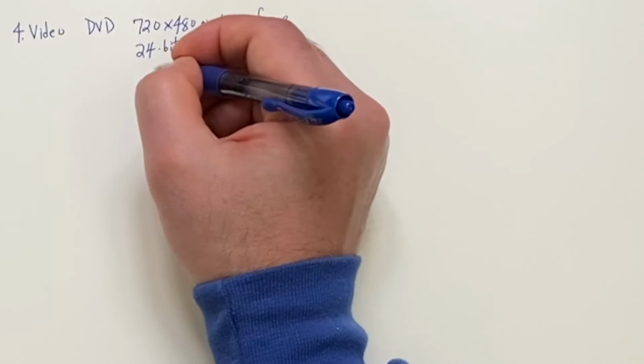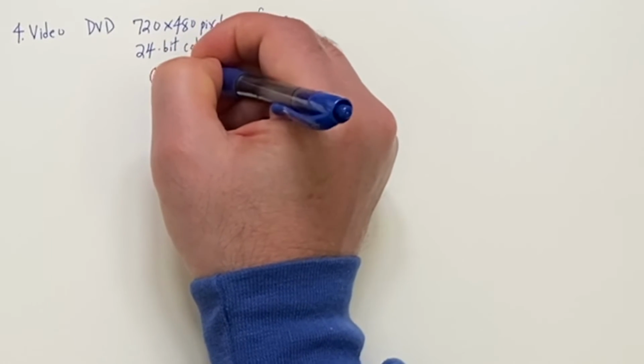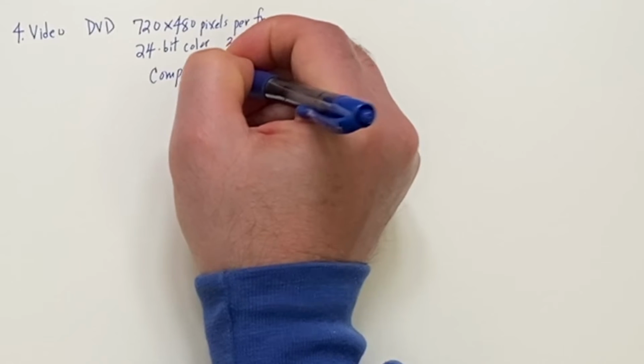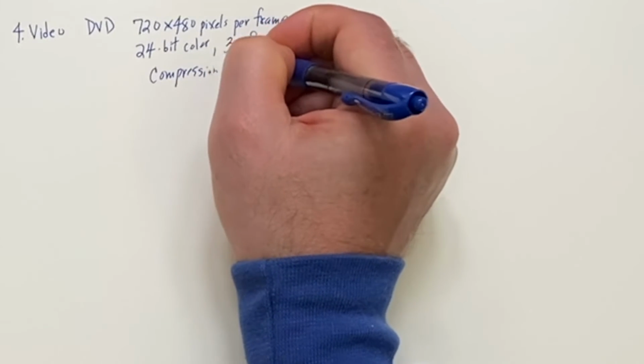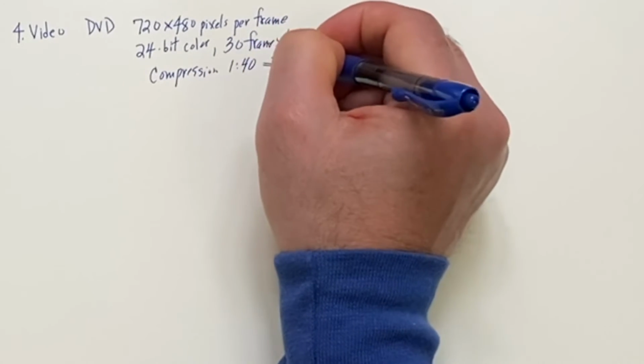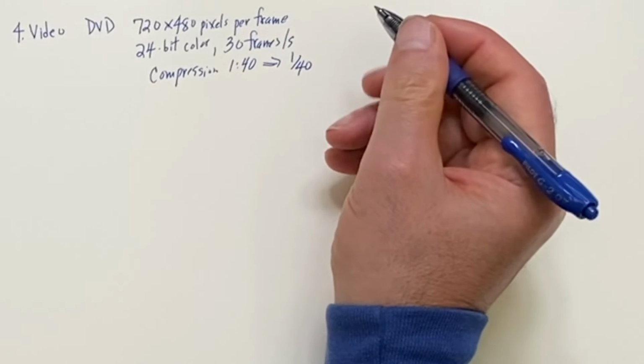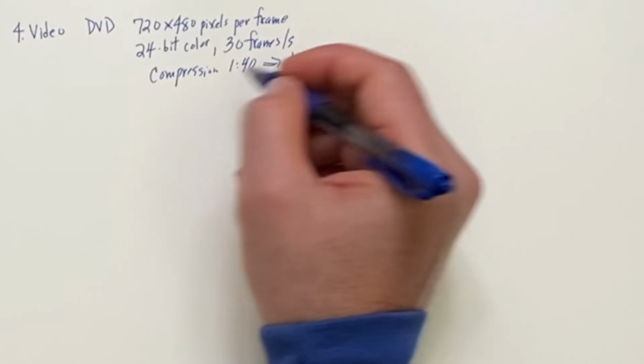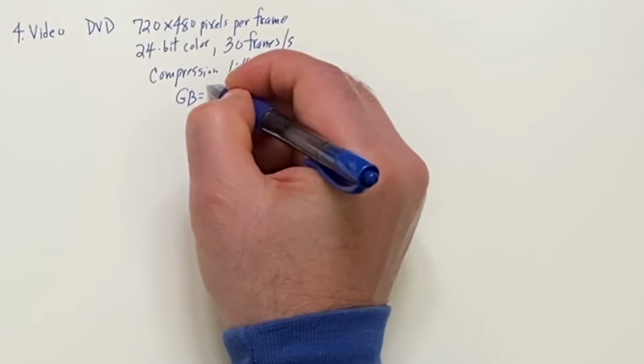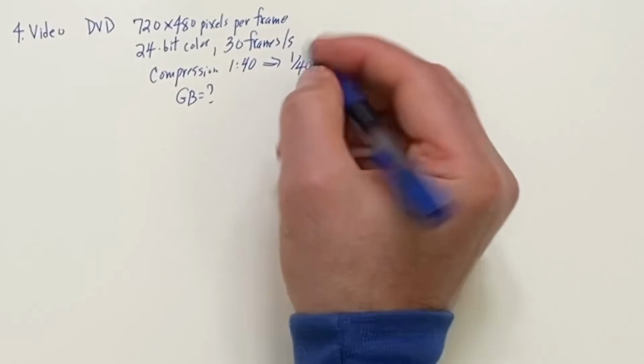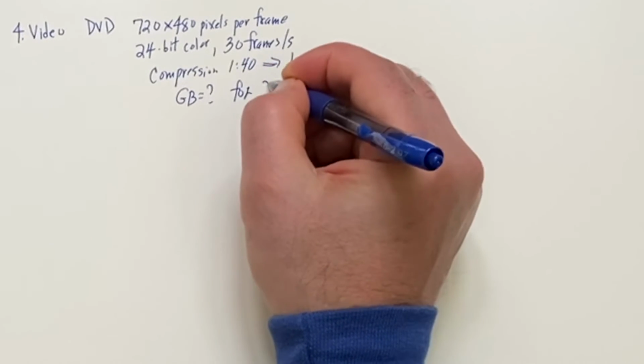And we have compression given as 1 to 40. So it's going to be, in other words, 1 over 40 for the compression. Find the gigabytes we need for a 2-hour movie.